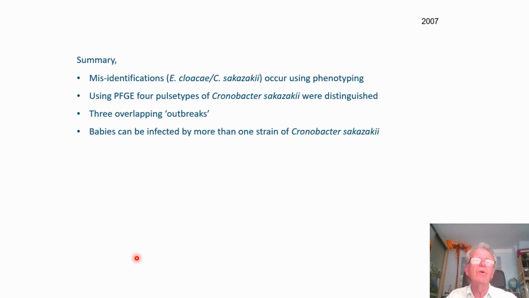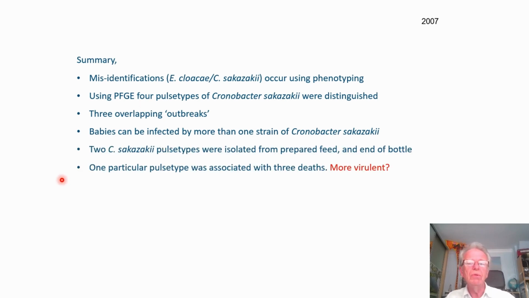So what we've got in this outbreak, and this is just part 1, is the issue of misidentification occurring through phenotyping. We found that by using pulse field gel electrophoresis, this so-called outbreak was actually composed of 4 pulse types of Cronobacter sakazakii, and in actual fact there were 3 pulse types concerned with clinical cases, so there were 3 overlapping outbreaks, and it shows that babies can be infected by more than 1 strain of Cronobacter sakazakii.